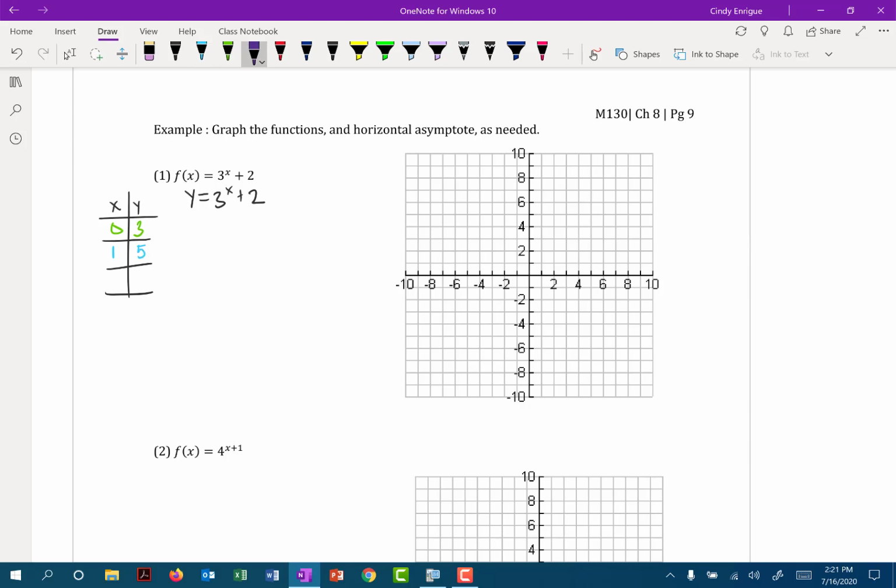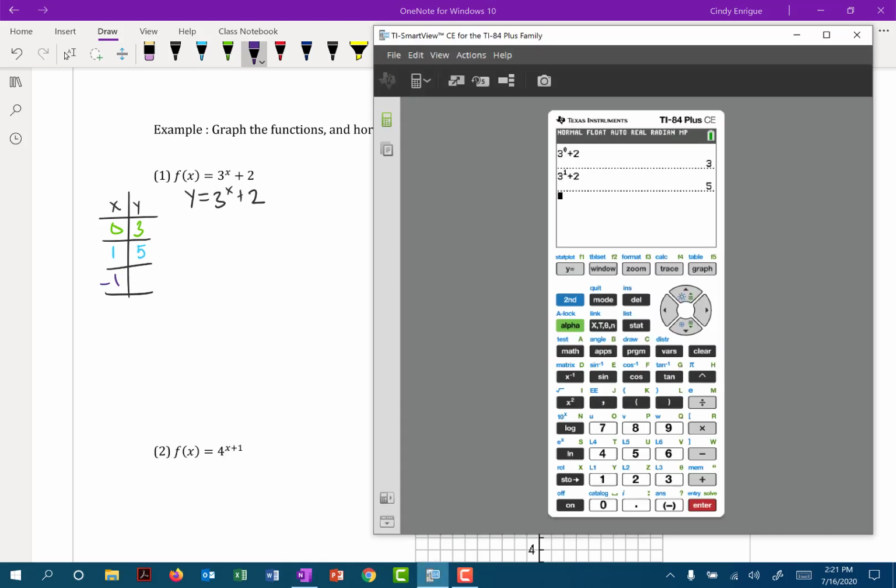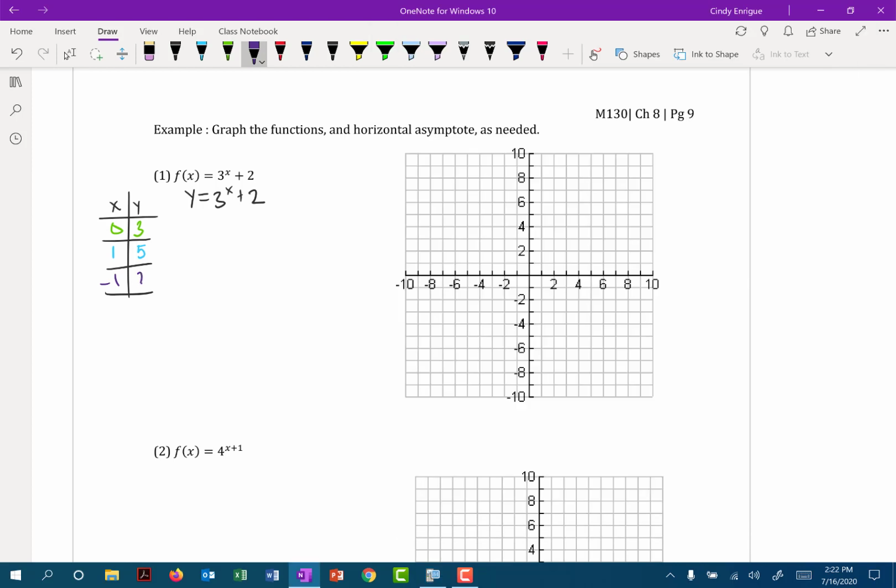Now let's see what happens when I plug in a negative 1. I would have 3 to the power of negative 1, and I'm still adding 2. So I get 2.3333, which is going to be a fraction, and that's okay. So 2.3 repeating. My first point is (0, 3), which looks like my y-intercept. I have (1, 5), and I have (negative 1, 2.33).